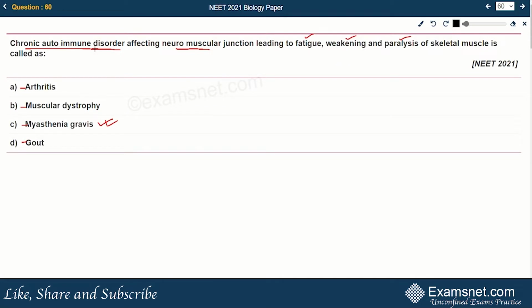Now next, what other options are there? Option A is arthritis. What is arthritis? It is generally the name for inflammation in the joints, and it is one of the very common problems nowadays, isn't it? The next one is muscular dystrophy. It is a genetic disorder which results in progressive degeneration of the skeletal muscle.